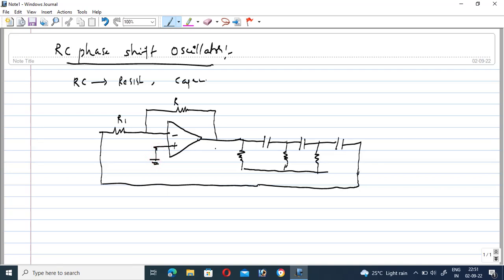Let us consider the capacitor value C and resistor R for the ideal case. Generally, we know the Barkhausen criteria: loop gain is equal to 1 and total phase shift is 0 or 360 degrees. In this scenario, the operational amplifier produces a 180 degrees phase shift, but to satisfy the oscillation condition, we need 0 degrees or 360 degrees.